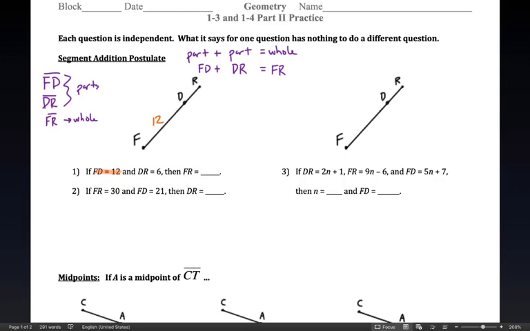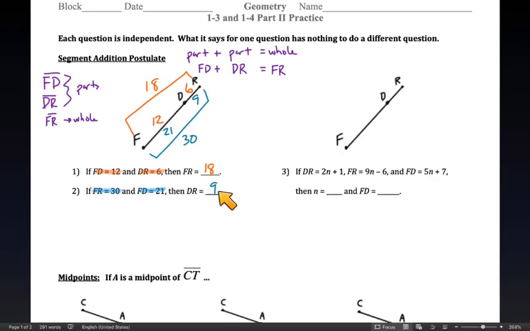If I just give you a length, like FD equals 12, like we did here, and DR equals 6, then FR, we're going to combine those two and make 18. Easy peasy. If it tells you that FR, that's the whole, is 30, and then that other part, FD, is 21, well, what plus 21 will equal 30? Of course, that would be 9. Hopefully you figured that out. Hopefully you understand this too.